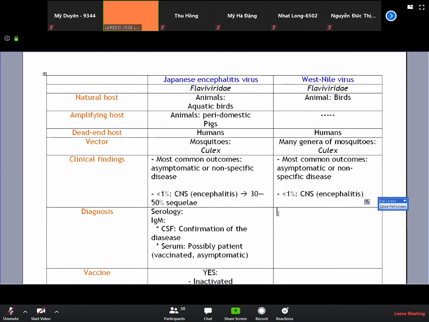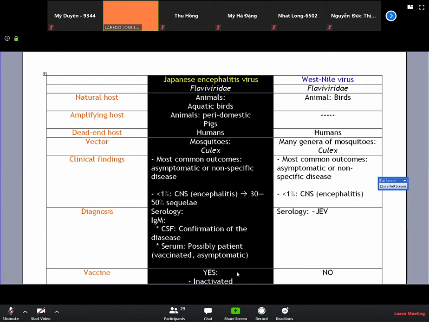And the diagnosis is also by serology, by the detection of IgM. So the diagnosis is very similar to Japanese encephalitis virus. However, for West Nile, we don't have any vaccine, okay? So we only say this about West Nile virus because this is not so common. So the one that you must remember is Japanese encephalitis, okay?